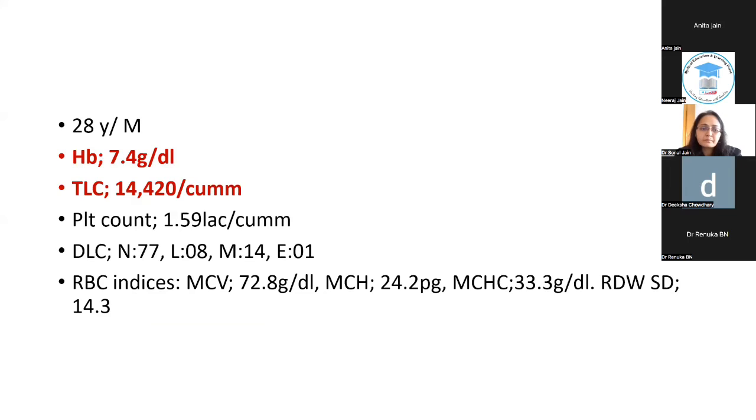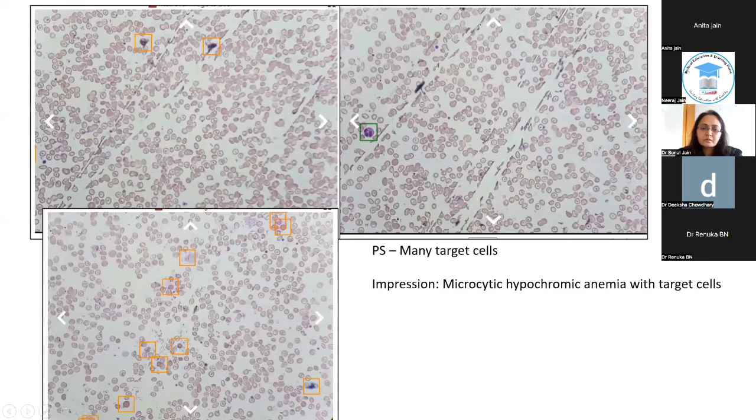It's another male patient, hemoglobin of 7.4, mildly elevated white cell count, and a normal platelet count. The indices are again microcytic hypochromic, a low MCV, MCH. This is how the smear looked. So what do we see? Spot on, a lot of target cells. So the impression is a microcytic hypochromic anemia with target cells. So when do we see target cells? There is a huge list given in the books. A thalassemia trait, a liver disease, and many other hemoglobinopathies as well.